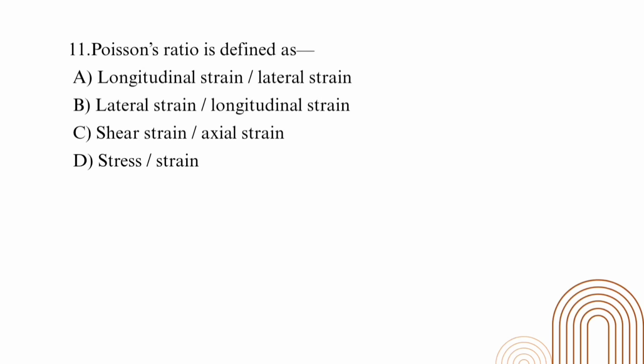Poisson's ratio is defined as, and options are: option A, longitudinal strain upon lateral strain; option B, lateral strain upon longitudinal strain; option C, shear strain upon axial strain; option D, stress upon strain. And the correct answer is option B, lateral strain upon longitudinal strain. Poisson's ratio is defined as lateral strain upon longitudinal strain.